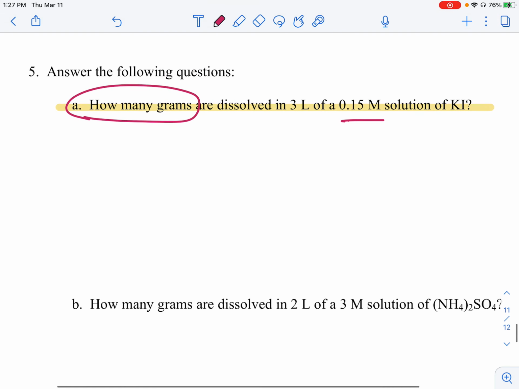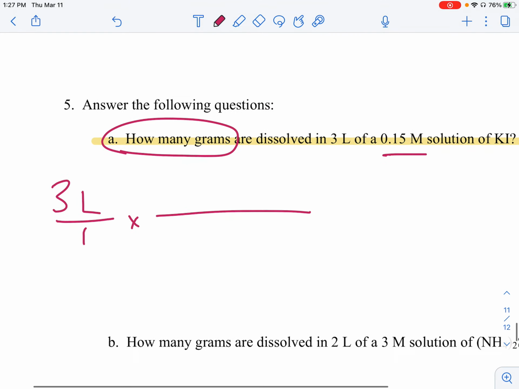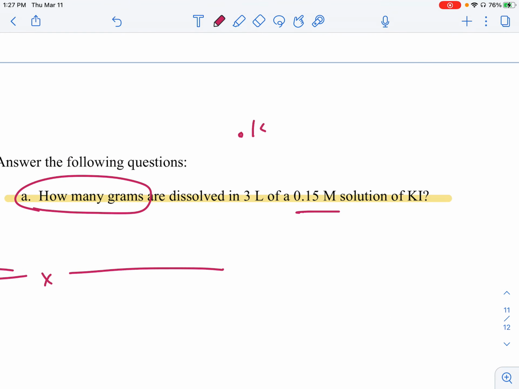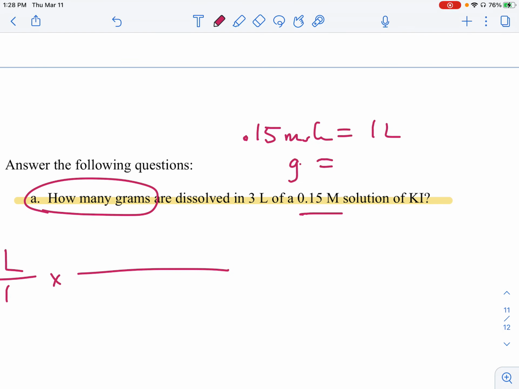Where am I starting? I'm starting in 3 liters, placeholder. The equations I'm using: 0.15 moles, 1 liter. And I'm also going to use grams in 1 mole. This is going to be my molar mass of KI.